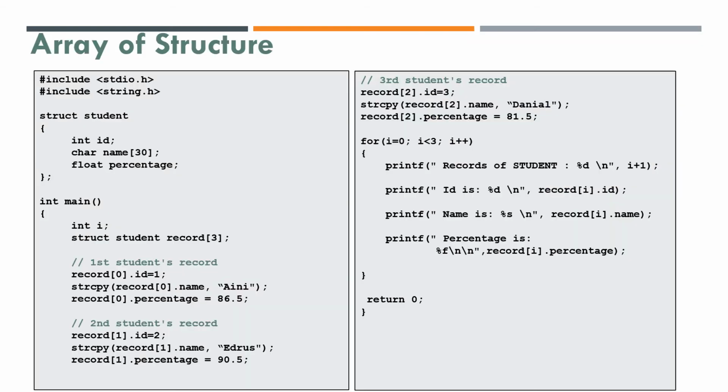Next example is on the array of struct. Let's say we declare an array record of 3 elements of type student struct, and then we put all the values for record number 1, record number 2, and record number 3. And then we display each student record using this loop.